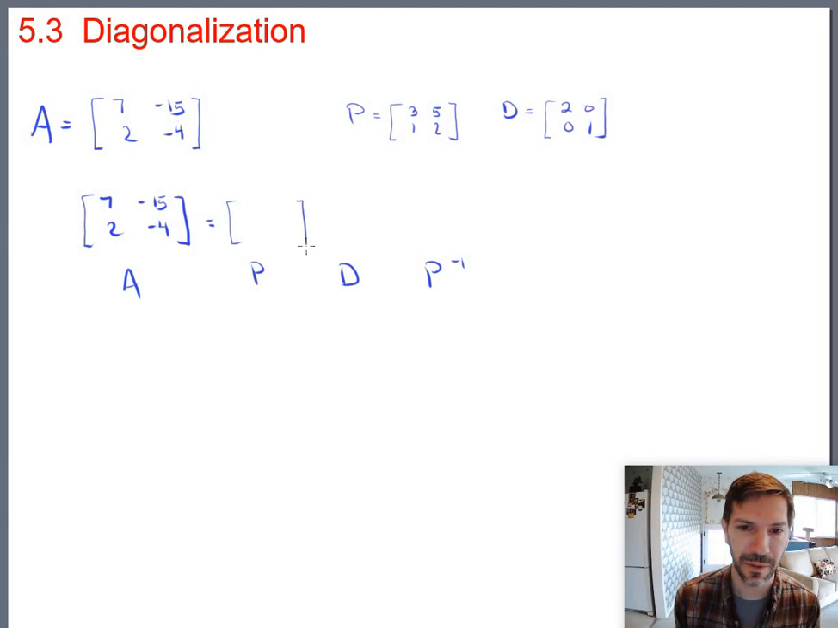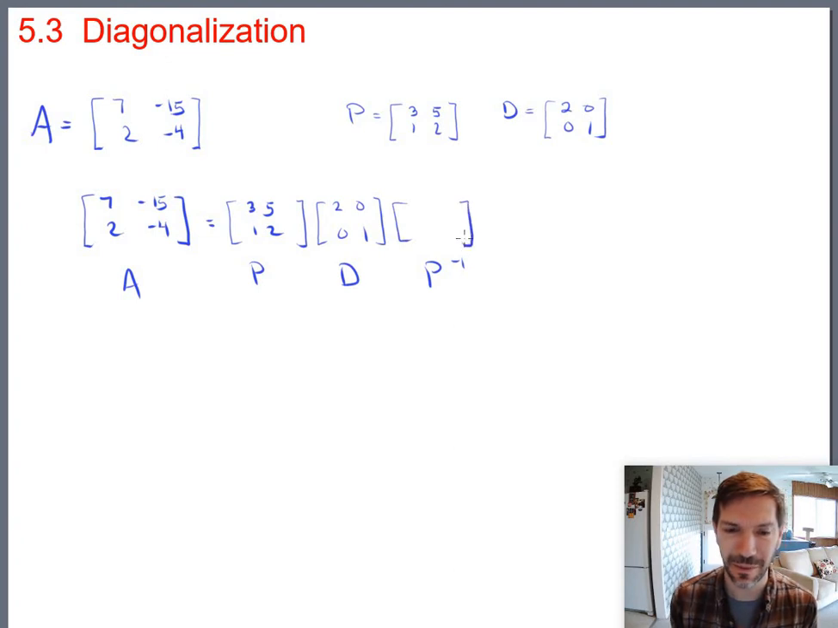So it should be that if you multiply 3, 5, 1, 2 times 2, 0, 0, 1 times the inverse of P, whatever that is, that you get the original A. So that's the first thing I'd like you to check, is just to make sure that we actually have it right here, or that I've given it to you right. So you will need to actually figure out P inverse, and then you'll need to multiply P times D times P inverse. So go ahead and put the video on pause for a second, and then come back, and we'll work through it together.